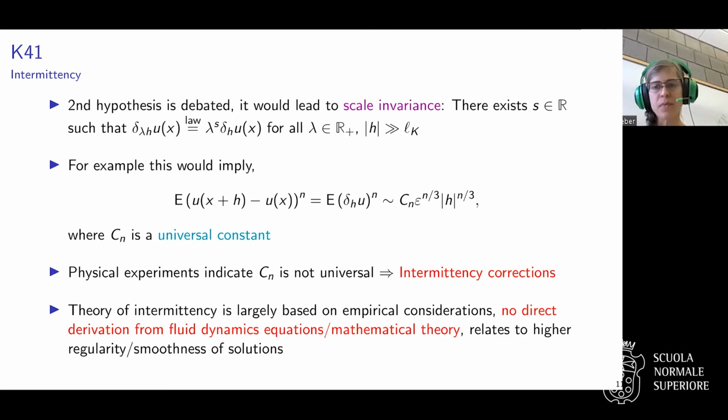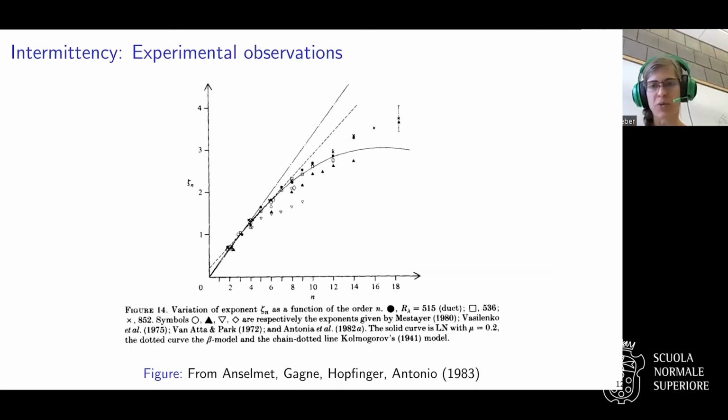So instead, it seems like what one looks at are experiments, and one does some interpolation of the curves. And so this may be related to higher order regularity or smoothness of the solution. Here's a picture to try to illustrate this. What they looked at is this exponent here, compared to n.